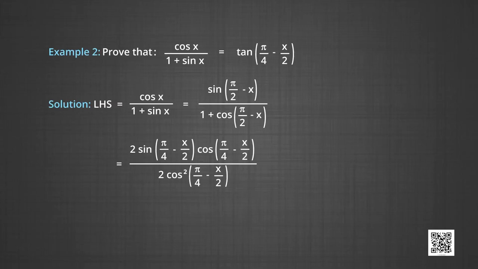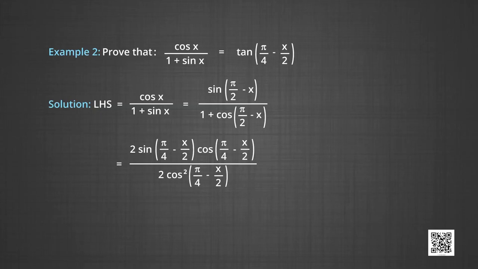So, cos x upon 1 plus sin x can be written as sin of pi by 2 minus x upon 1 plus cos of pi by 2 minus x. Using half angle formula, sin of pi by 2 minus x can be further expressed as 2 sin of (pi by 4 minus x by 2) into cos of (pi by 4 minus x by 2), and in the denominator, 1 plus cos of pi by 2 minus x will be represented as 2 cos square of (pi by 4 minus x by 2).